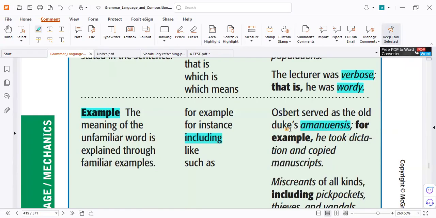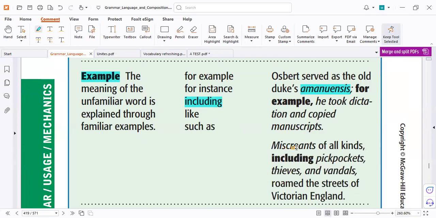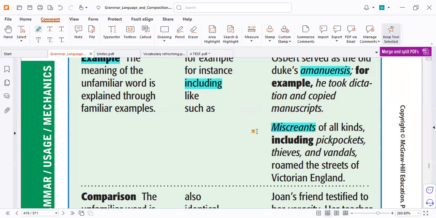What's the job of this person? He took dictations and copied manuscripts. So get the meaning: he's a photocopier, for example. He just copies, or he just takes dictation after the king's words. Again, what do the miscreants mean? He gives examples to tell you what kind of people: pickpockets, thieves, vandals. So just like bad people.